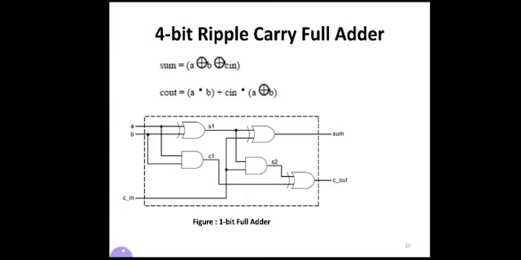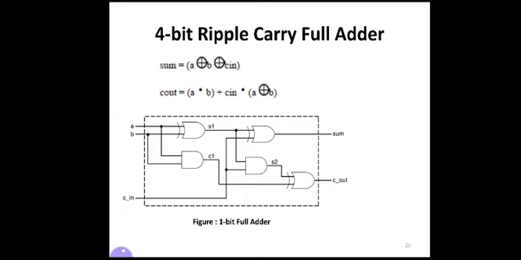In the previous class we discussed the 4:1 multiplexer, that is, writing a Verilog HDL program using structural modeling or gate level modeling for a 4:1 multiplexer, including the stimulus block. So in today's class we are going to discuss the 4-bit ripple carry full adder.